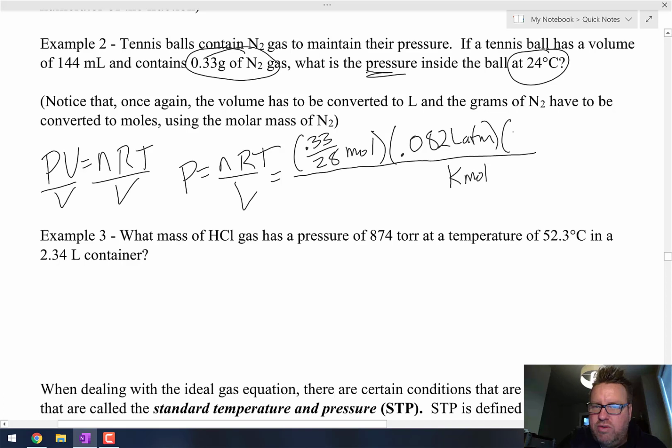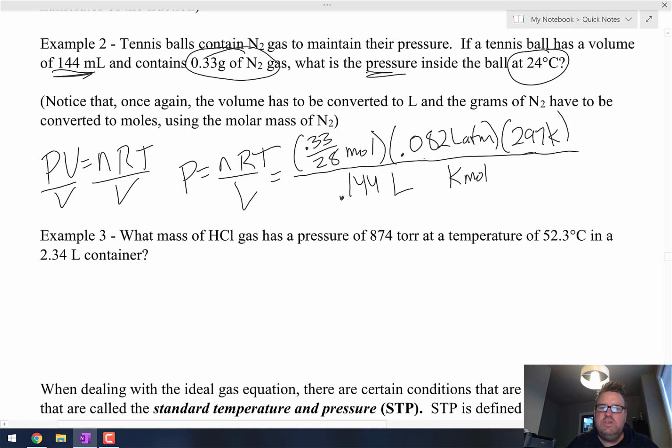24 plus 273 is 297 Kelvin. And then the volume is our 144 milliliters, which again, 0.144 liters. Move that decimal point real quickly over to the left. So in the calculator, I'm going to go 0.33 divided by 28 times 0.082 times 297 divided by 0.144. And that gives me a pressure.